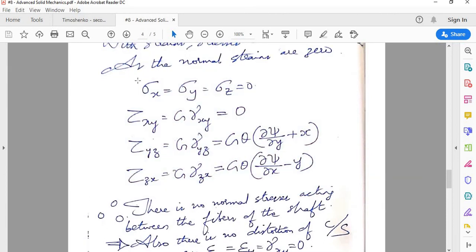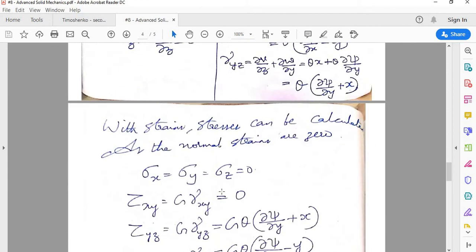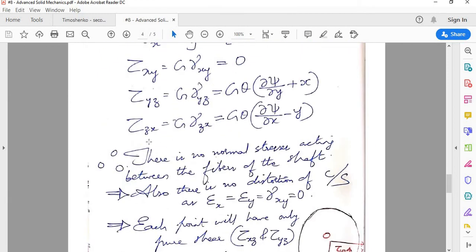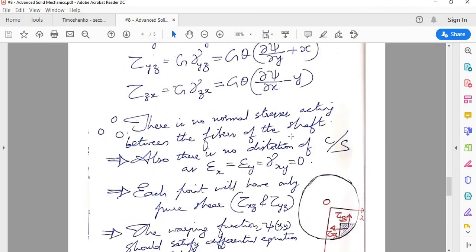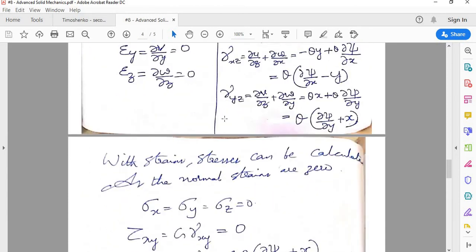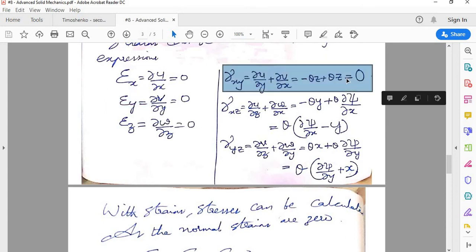For example, there are no normal stresses. Remember, the bar is subjected to only twisting. There is only twisting and no other force. So in that scenario, all the normal stresses are 0. There are no normal stresses between the fibers of the cross section, and epsilon x, epsilon y and gamma xy are also 0.